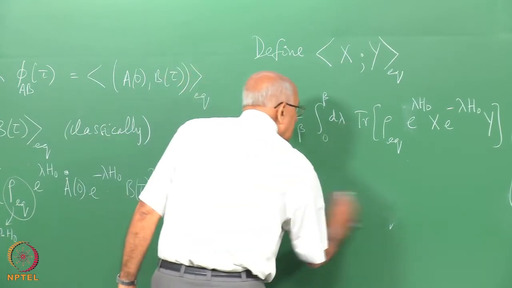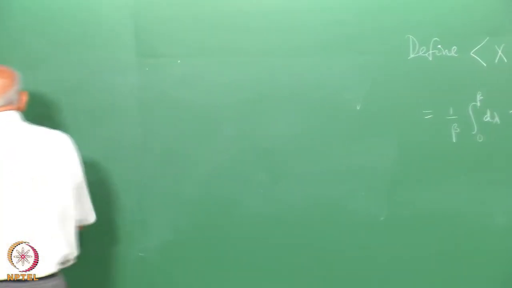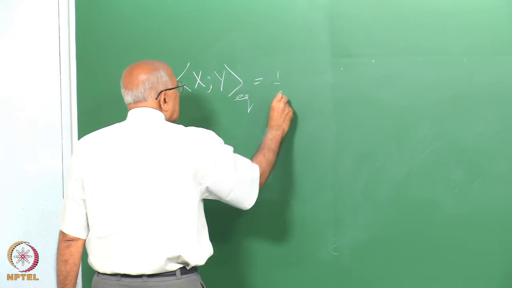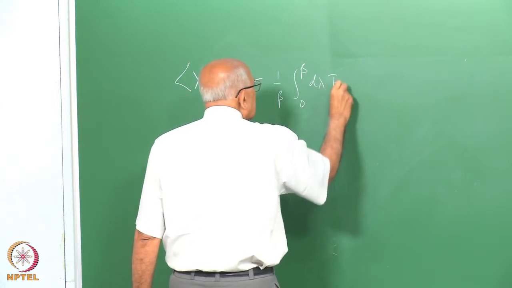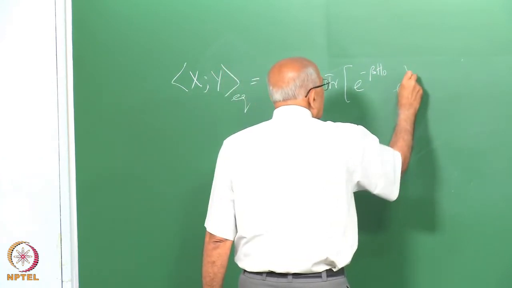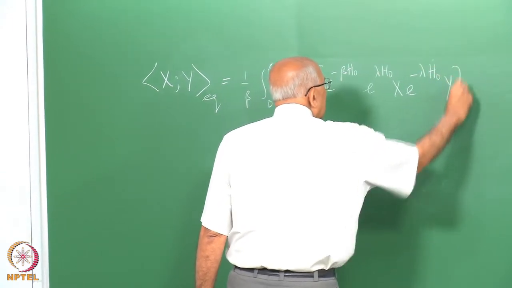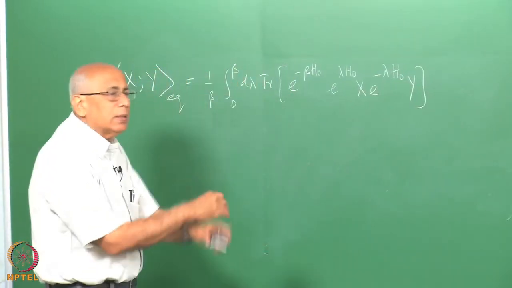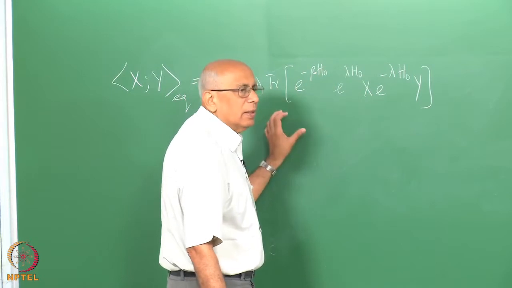So let's start at this point, and this is just a mathematical trick, so let's write it out here. X semicolon y in equilibrium equal to 1 over beta, that's irrelevant, integral 0 to beta d lambda, trace e to the minus beta H naught, e to the lambda H naught x e to the minus lambda H naught y. That's this quantity x semicolon y. I want to show it's y semicolon x. So clearly, I'm going to exploit the cyclic property of the trace, bringing something here and putting it on this side.